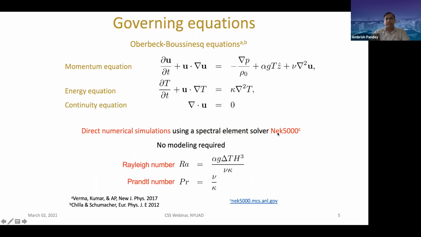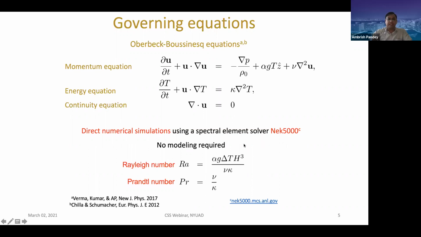We do this with a spectral element solver called Nek5000, and we solve these equations using direct numerical simulations. In this method, we don't require any kind of modeling. We exactly discretize our flow domain and then solve these equations, which gives us velocity, temperature, and pressure fields at all the points in our flow domain and at all times. So we can study the flow structure or whatever quantities we want on the basis of these fields.